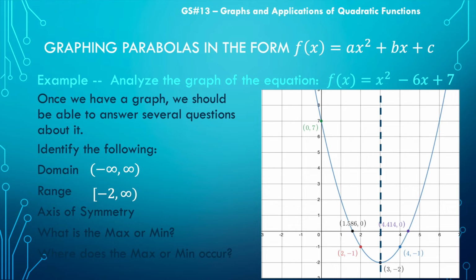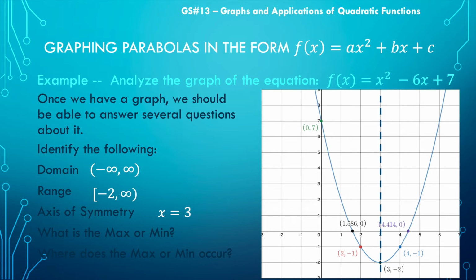So when I'm naming the line, I want to think about what axis it crosses and where it crosses it. So this line here crosses the x-axis at 3. So this axis of symmetry is x = 3.